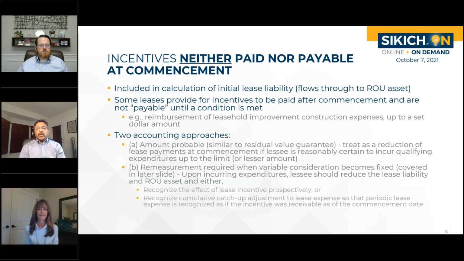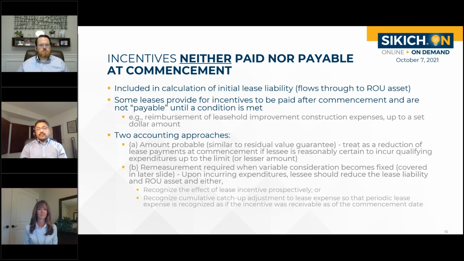Next, we will look at lease incentives neither paid nor payable at commencement, right? So these are lease incentives which would impact the calculation of lease liability. For incentives which are paid or payable after lease commencement, there are two accounting approaches. If the incentive amount is known and it is highly probable that the lessee will incur the cost to be reimbursed, treat the incentive amount as a reduction to lease payments at commencement.